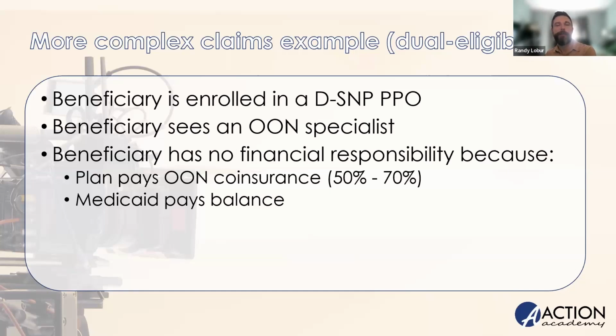But the way payment is happening in the background is shifted a little bit. The plan is going to pay whatever their out-of-network co-insurance rate is, typically somewhere between 50 and 70%. And if you have sold non-DSNP MAPDs, you're familiar with what those rates might be. But Medicaid is paying the balance of that, whether that's 50%, 30%, or 40%. Medicaid is on the hook for the rest of that. So again, your beneficiary doesn't have any exposure here, but state Medicaid agencies are coming out of pocket for that. And we'll talk about some rulemaking that's happened lately to address that.